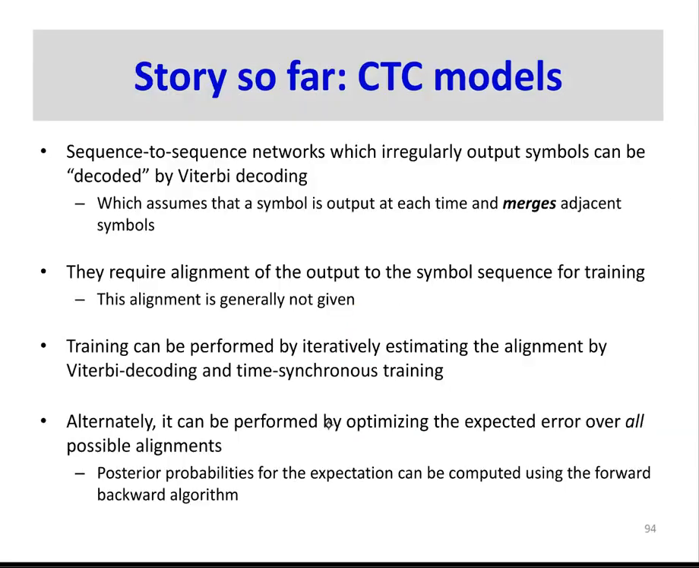So sequence to sequence models which regularly output symbols can be decoded using Viterbi decoding. They can be trained by iterative alignment, but they require alignment. There's something wrong with that first bullet, but let's go to the third bullet. Training can be performed by iteratively estimating the alignment by Viterbi decoding and time synchronous training. Alternately, it can be performed by optimizing the expected divergence over all possible alignments.